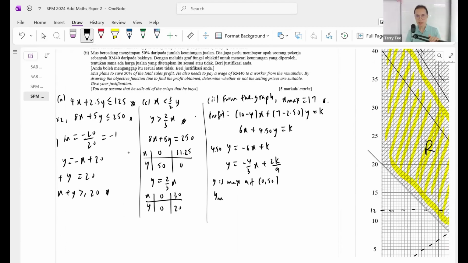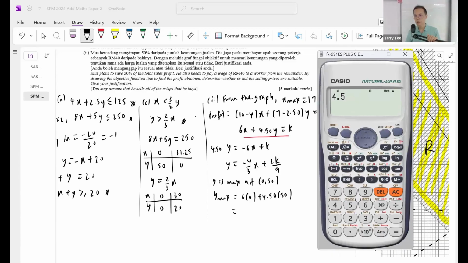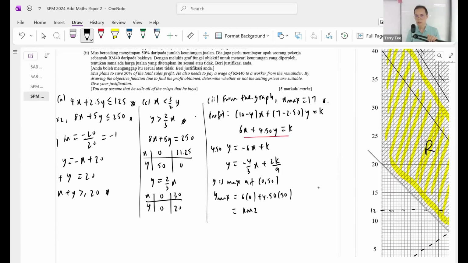So to find the maximum value of y, we substitute inside this objective function here. So if you sell 0 plain and 50 crispy, you make the most profit. So that's 450 times 50. That'll be 225. That's your profit. Okay, let's see whether it's correct.